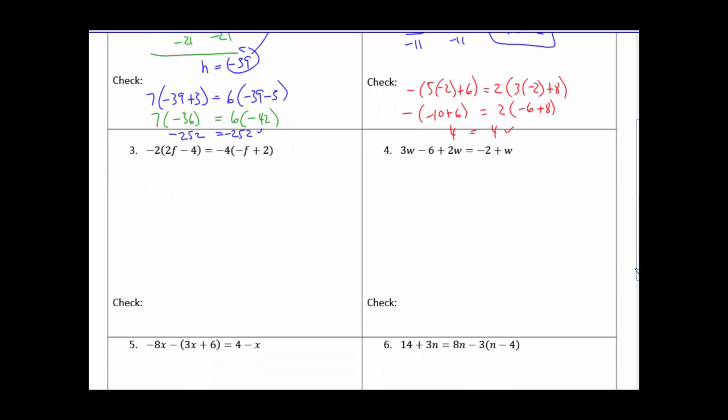Go ahead, hit pause. Do 3, 4, and 5. Check back in a few minutes.